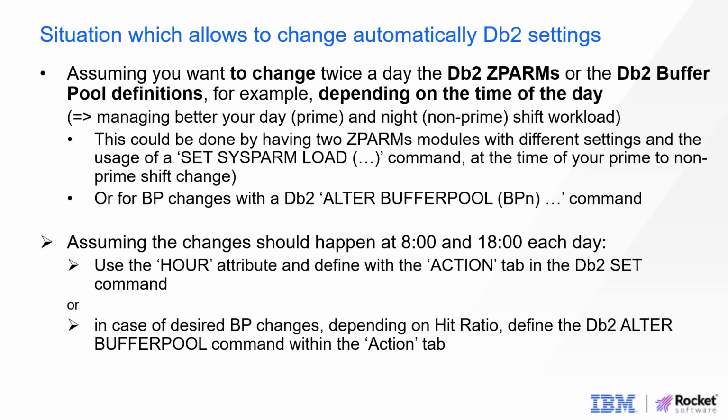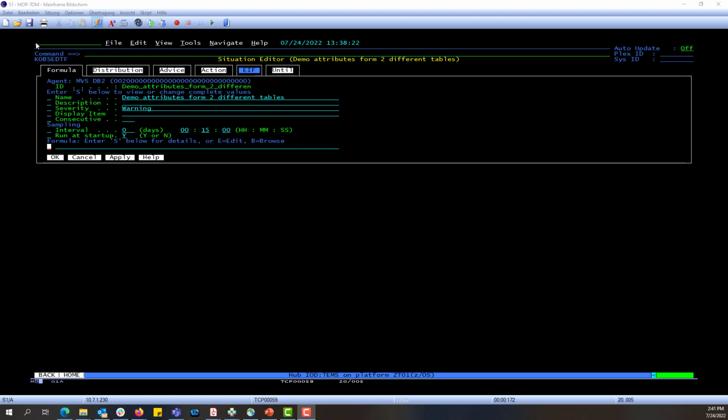The attributes which I need to define in the formula are the hour of the day attribute and the DB2 subsystem ID attribute. I will have to pick those from different tables. Therefore, I want to show also here how to pick attributes from different tables and use them in an AND condition of my formula.